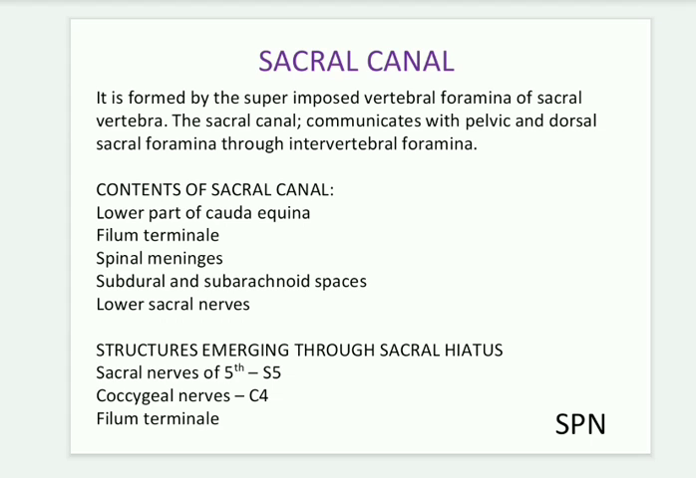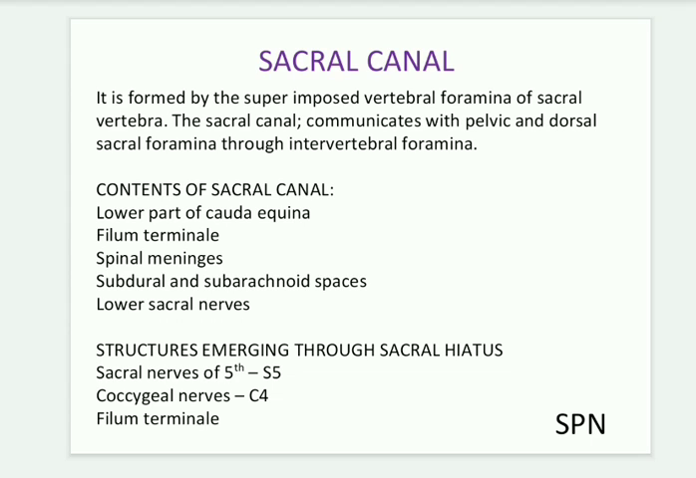And there are some of the contents of the sacral canal: the lower part of the cauda equina, with sacral and coccygeal nerve roots. Next, the filum terminale, spinal meninges, subdural and subarachnoid spaces, and lower sacral nerves.